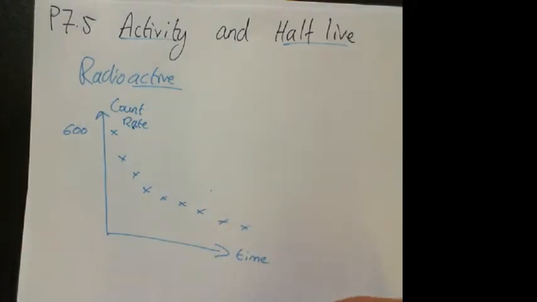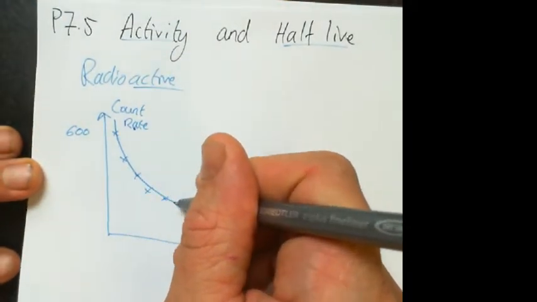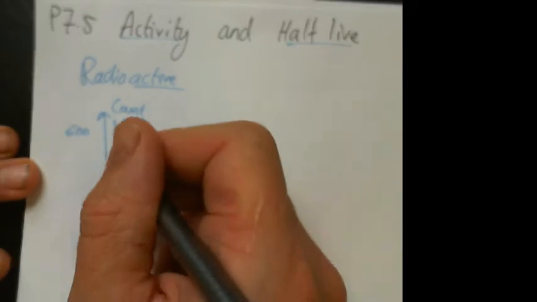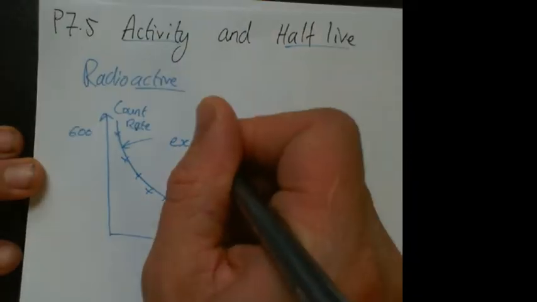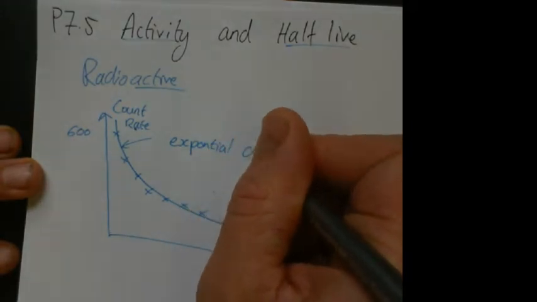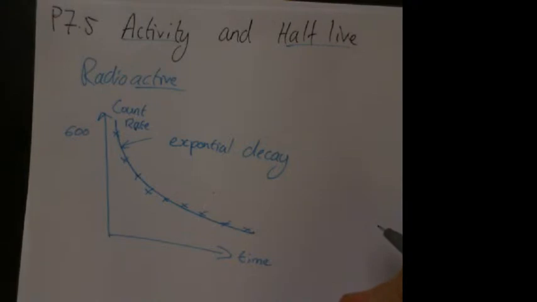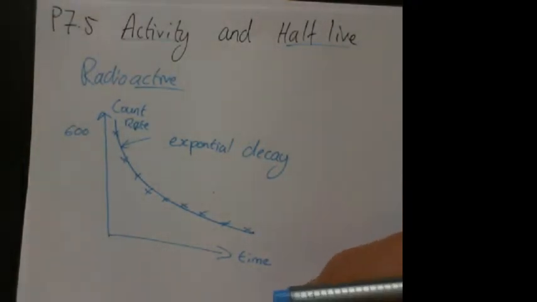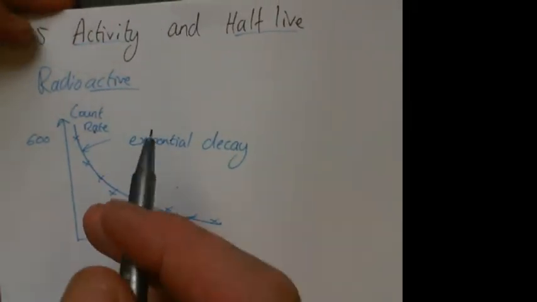And what you'll notice is that it's got a curve. That type of curve has a special name, it's called exponential decay. All that means is that the count rate will keep going down, but the rate at which it keeps going down will get less and less and less. So what we need to look at now is, how can we use that kind of information?